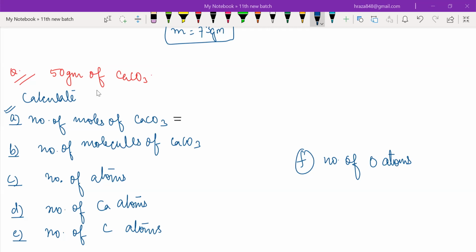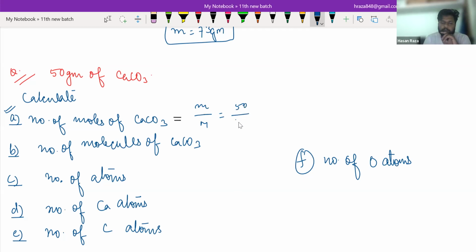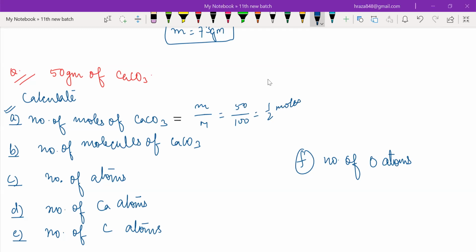So it's half mole, right? Yes, it is half mole. That's great. B will also be half mole. Number of moles is given mass upon molar mass, that is given mass 50 gram and molar mass is 100. So half mole it is. Can you tell me the value of number of molecules? So it'll be half into Na. Whenever we talk about moles, half into Na.